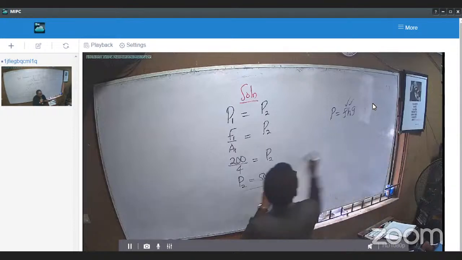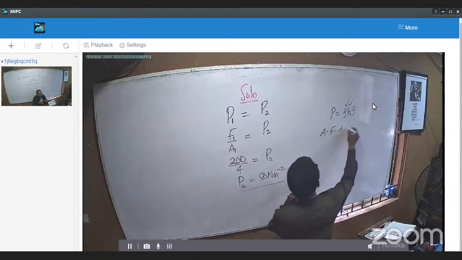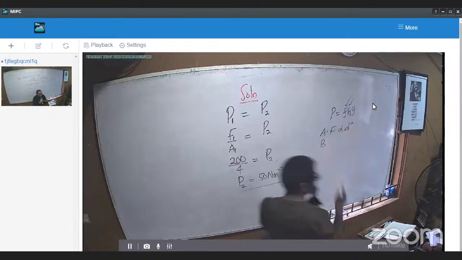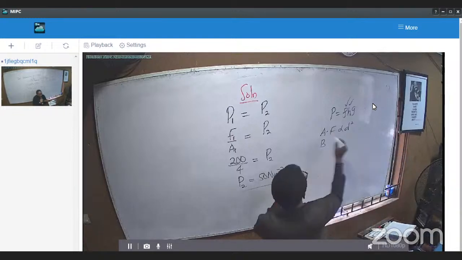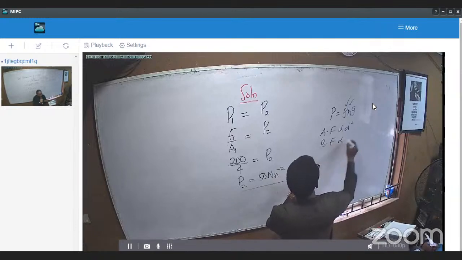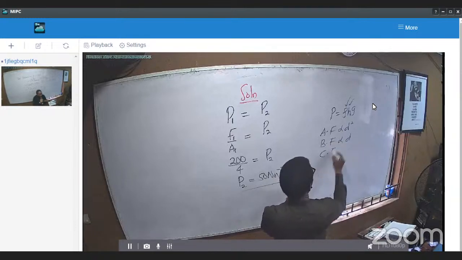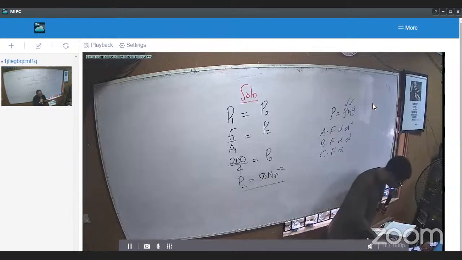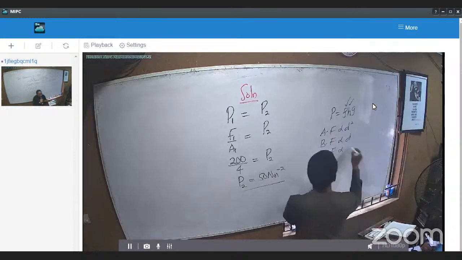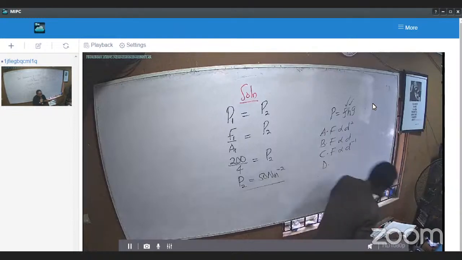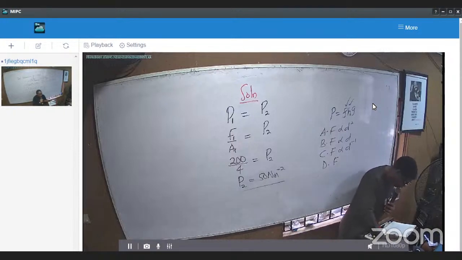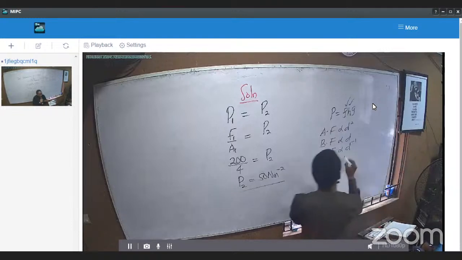Option A, F proportional to D squared. Option B, F proportional to D. Option C, F proportional to D raised to the power minus 1, that's 1 over D. And option D, F proportional to 1 over D squared.